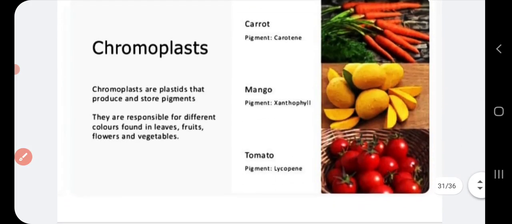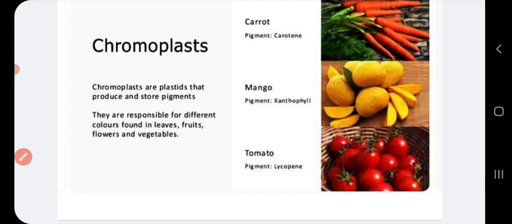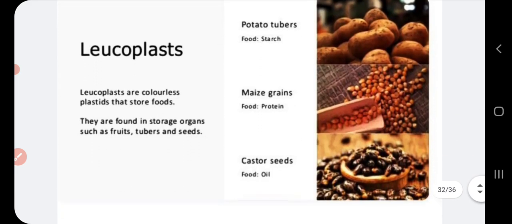Now the chromoplast is the carrot pigment protein. Chromoplast होता क्या है? जो प्लास्टिड्स होते हैं वो स्टोर करते हैं पिगमेंट. They are responsible for different colors found in the leaves, fruits, flowers and the vegetables. इसे हम chromoplast कहते हैं. And the leucoplast means जो colorless होते हैं, उनके कलर नहीं होता है, they store food, वो भी फूड स्टोर करते हैं क्योंकि वो प्लास्टिड्स के ही टाइप हैं.